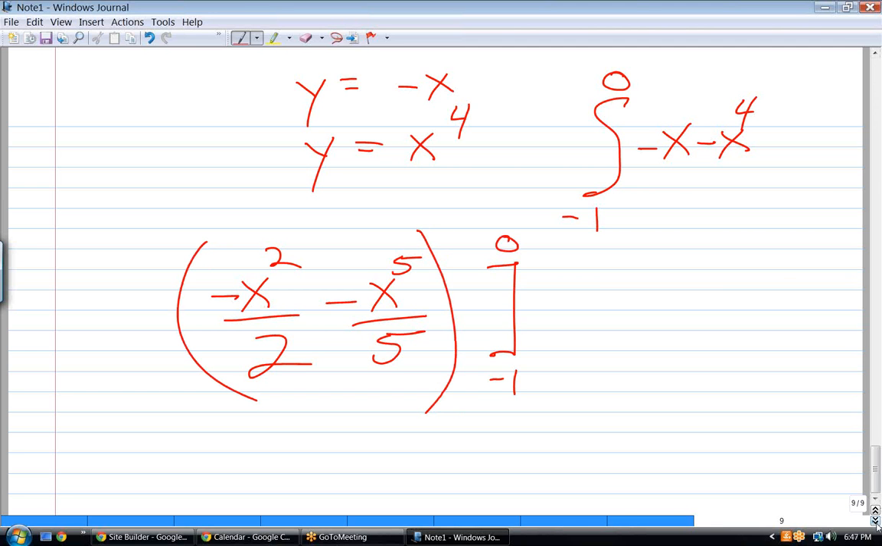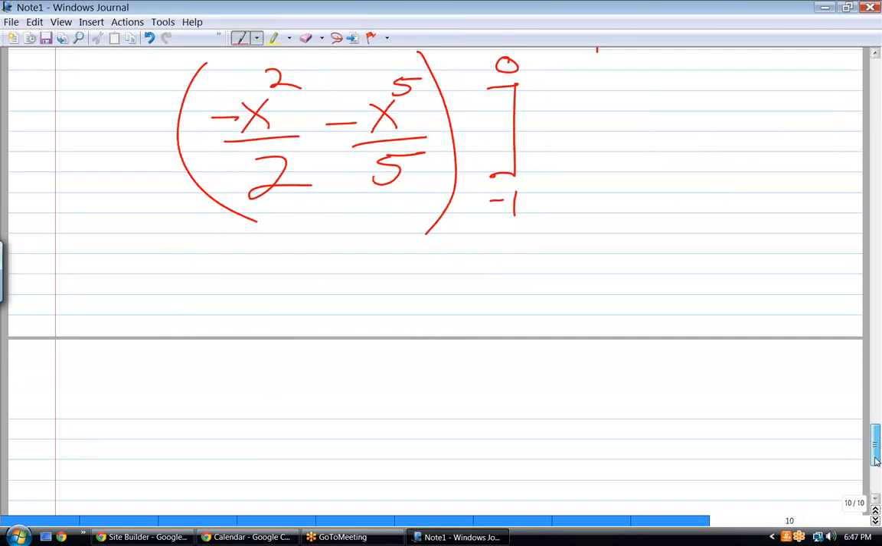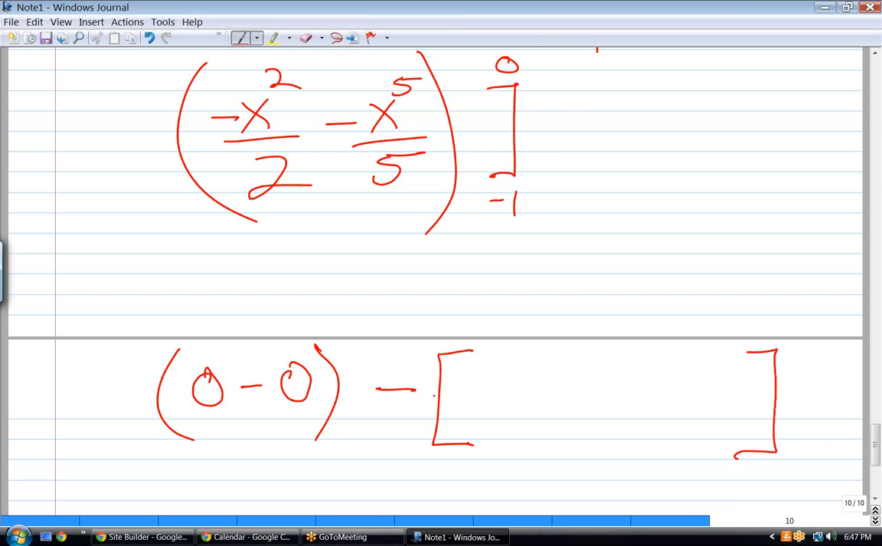Okay, let's keep going. So then just plugging in the 0 and the negative 1. Okay, so tell me what to write next. 0 minus 0. I put brackets to avoid using a whole bunch of nested parentheses. If I'm going to have nested parentheses, I'd rather use a bracket. It's much less likely to make a mistake.